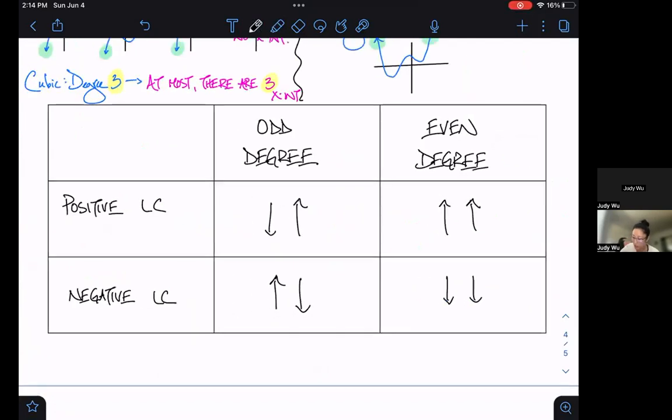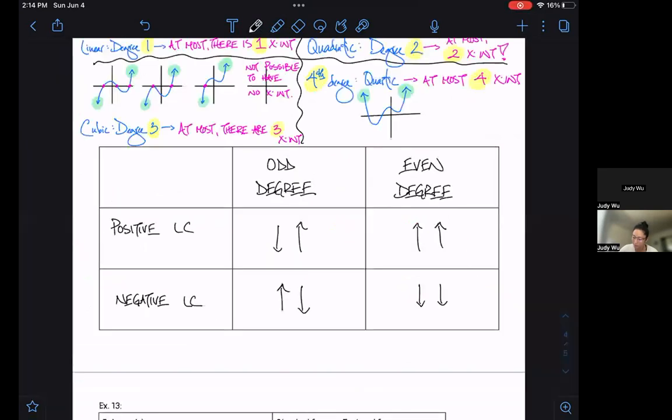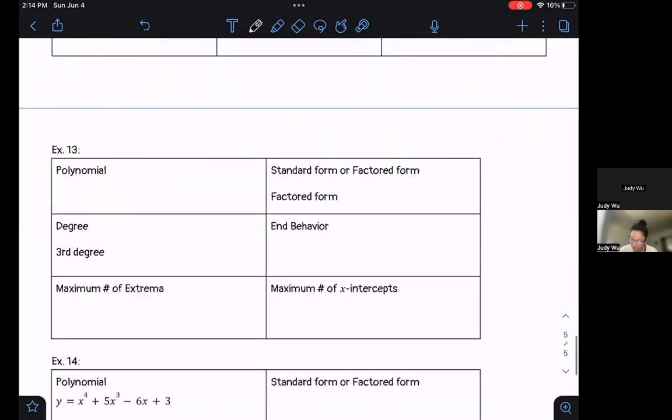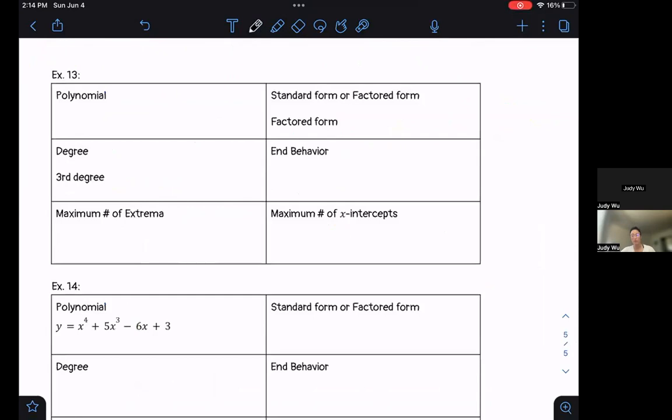So this chart, super helpful, but also the information above, super helpful in having us think about how many x-intercepts we can have, okay? And so now we're going to take a look at a few examples, all right? So 3 examples in particular, and we're going to try and fill in the missing information.